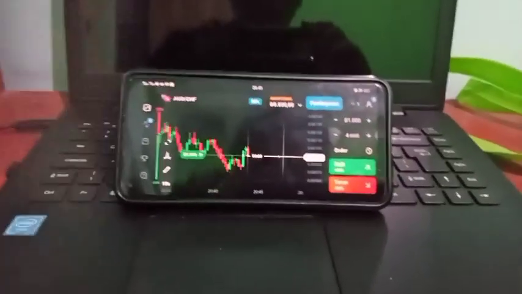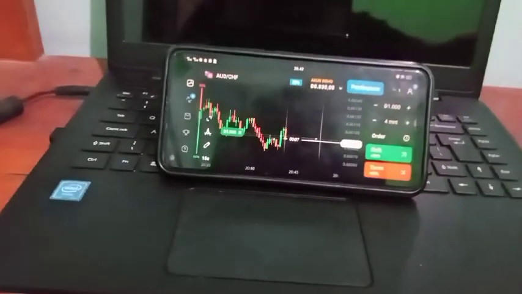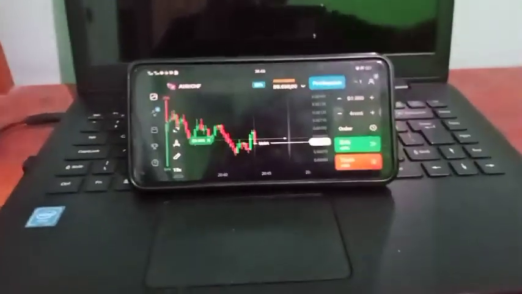You have to know the ways and tricks of trading with the minimum possible capital. Okay, let's go. This is the first.